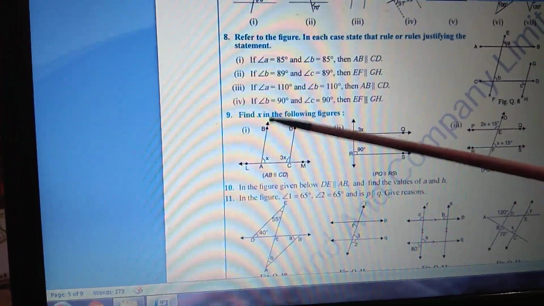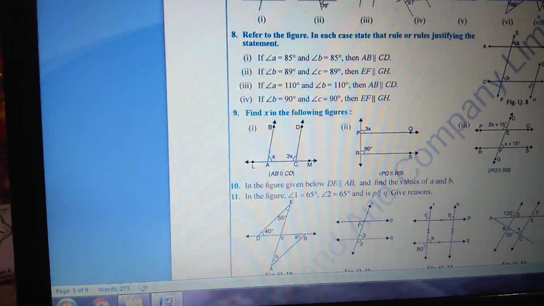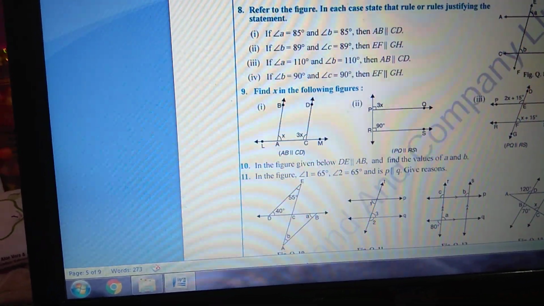In question number 9, two parallel lines are there. AB and CD are two parallel lines and LM is a transversal. So x and 3x are what type of angles? They are inside the transversal, that means they are co-interior. What is the condition for co-interior angles? Their sum will be 180 degree. So x plus 3x will be 180 degree. You will get the value of x.